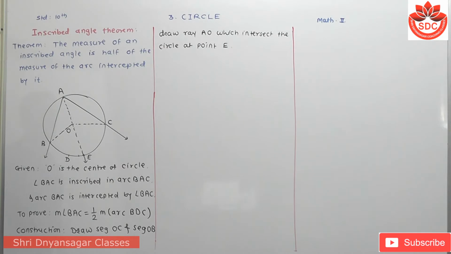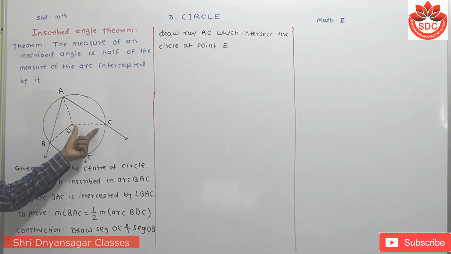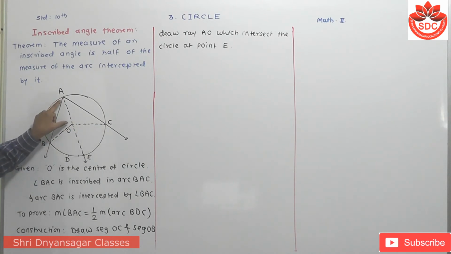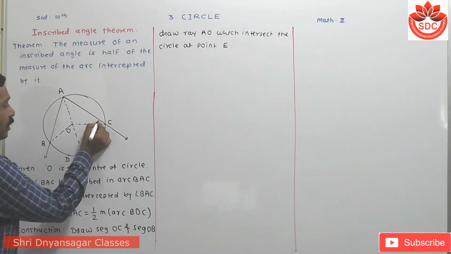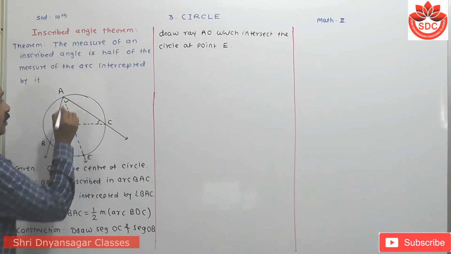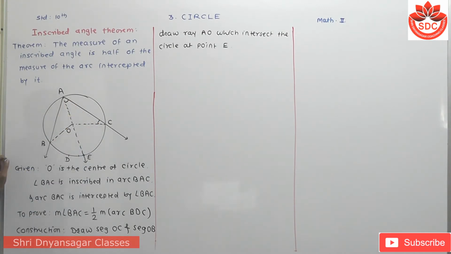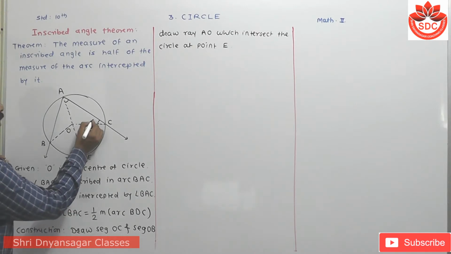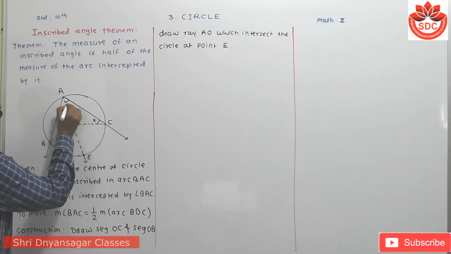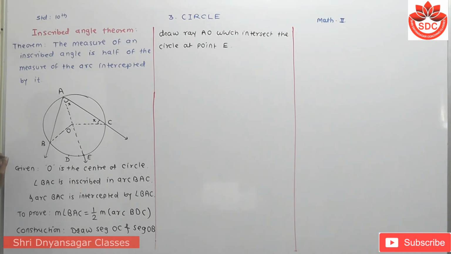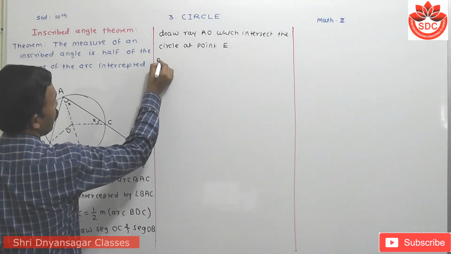Now student, in this triangle OAC, segment OC is congruent with segment OA, radii of the same circle. So these angles are also congruent by using the isosceles triangle theorem. Let these angles be x, then they are equal, means that this is also x. So in this proof, first I will write here its proof.